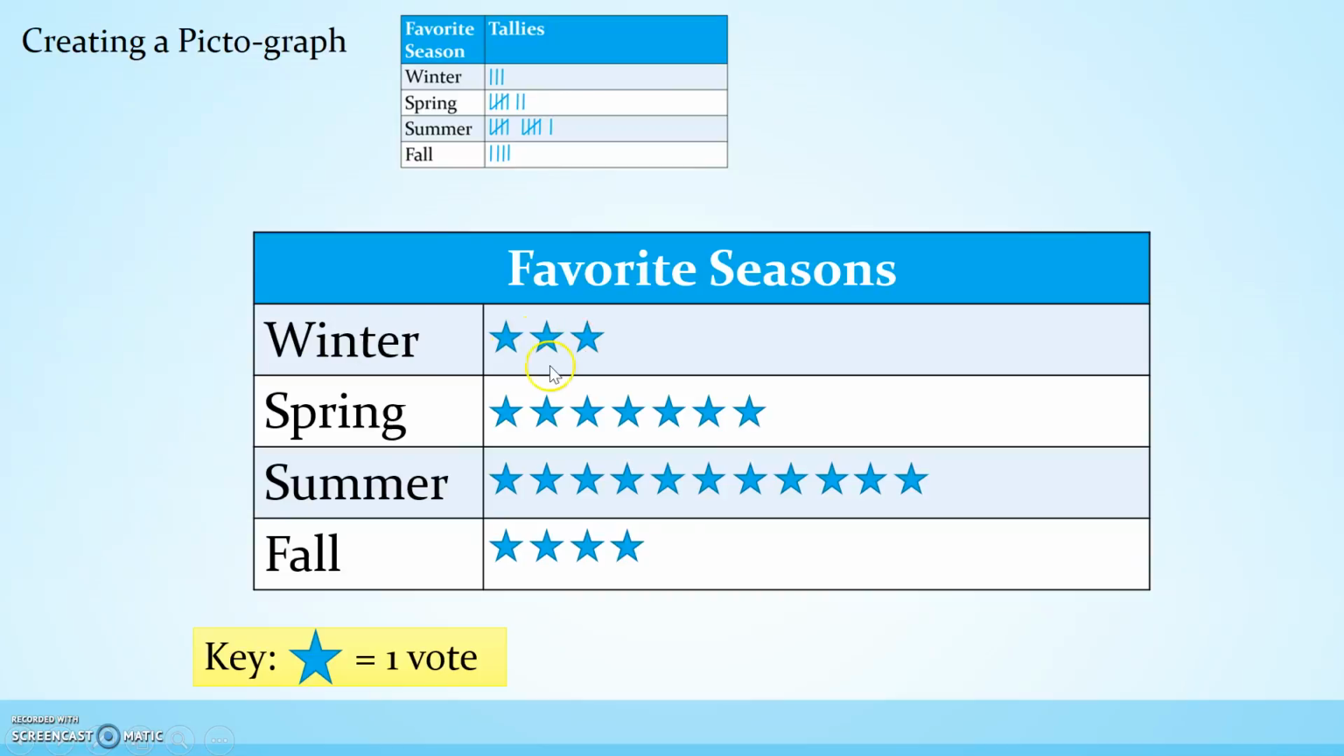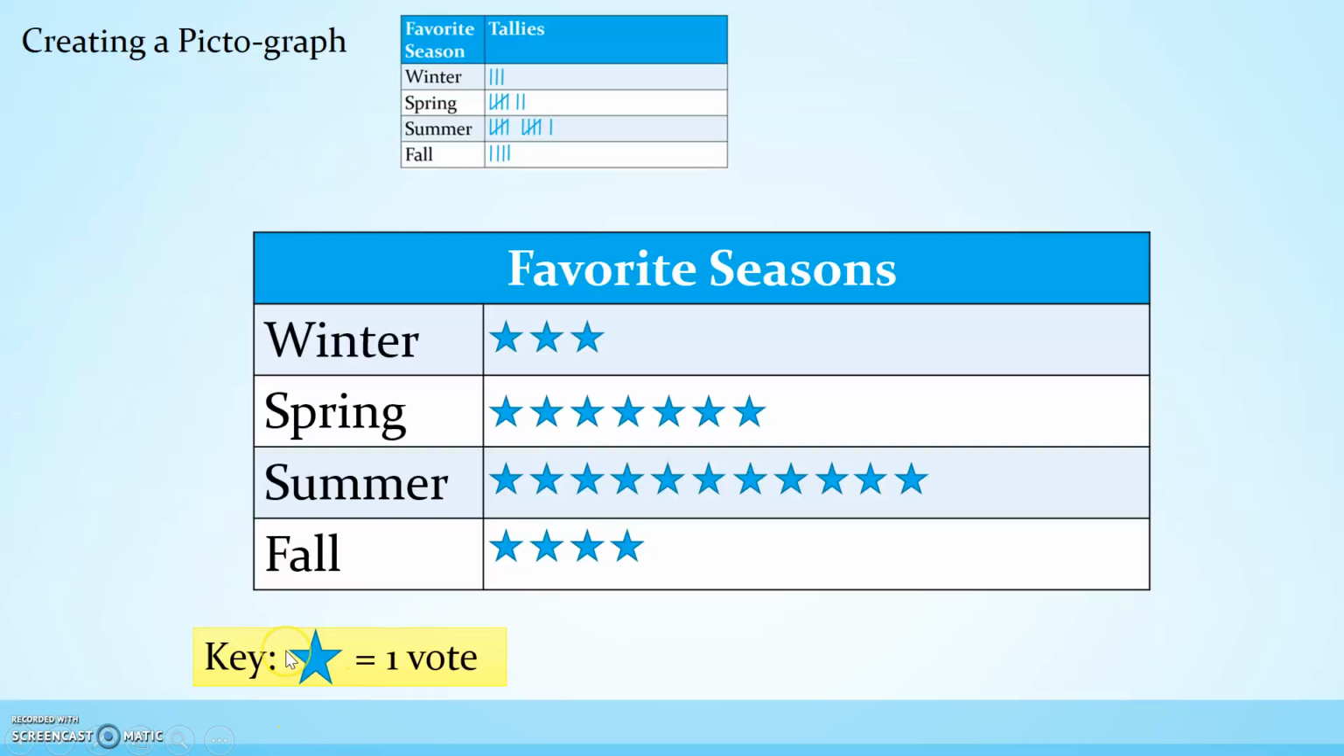Each picture represents 1 vote according to my key. I've lined them up so that I can very visually see which season got the most votes and which season got the least votes. Now, sometimes we'll be collecting data where we have a lot of data points, and we may not want to put a lot of stars onto our pictograph. So sometimes we can have a pictograph with a different key.